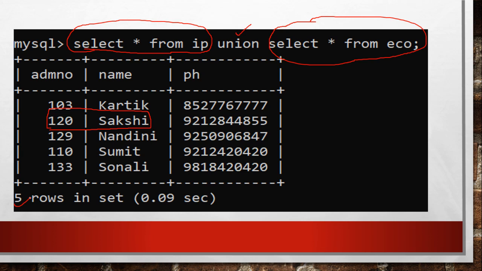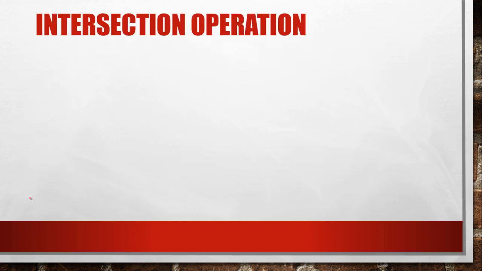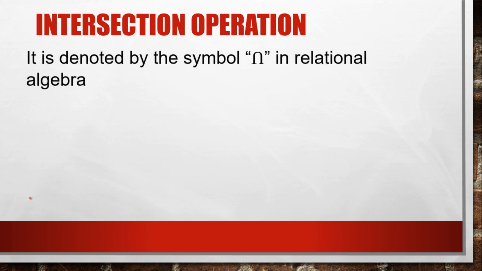Basically, the union operation combines the data of both the tables, but the common records will appear only once, right? After that, the next operation is the intersection operation. So what is the purpose of this intersection operation? First of all, this intersection operation is denoted by a reverse U symbol. This is the notation for the intersection operation in relational algebra.